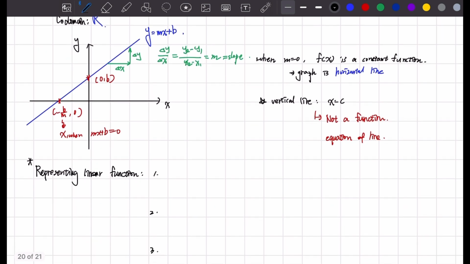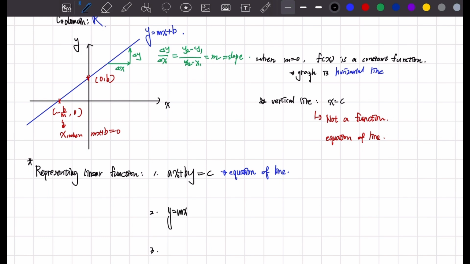Now let's see the ways of representing linear functions. There are 3 ways to represent them. The first one is ax plus by equals c. This originated from equations with 2 variables. So when we see an equation like this, we can find its graph this way.